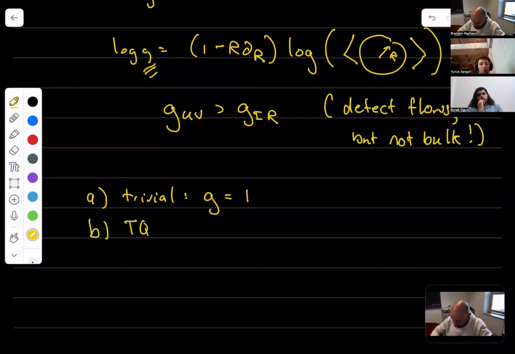For a decoupled topological quantum mechanics with K ground states, the G function is simply K itself. You should think that this expectation value of the line defect is essentially the S1 partition function, the thermal partition function of this topological quantum mechanics, and that just gives you the number of ground states.